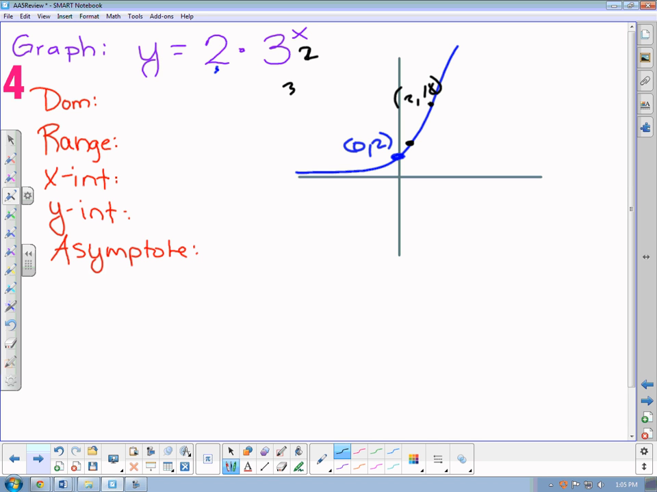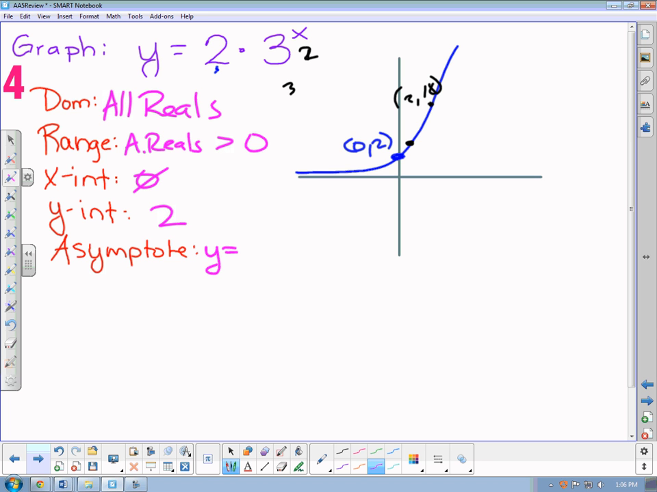Now, the domain for this particular function, because it's graphed that way, is all reals. The range would be all reals greater than 0. X-intercept, there is none. Y-intercept, it is at 2. And its asymptote is y equals 0.